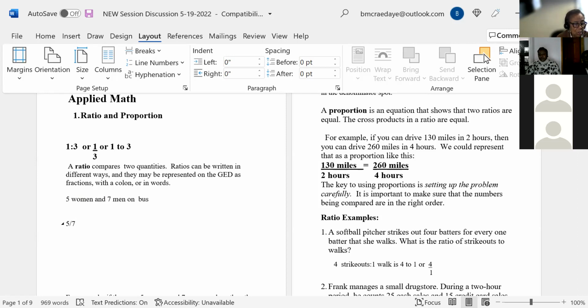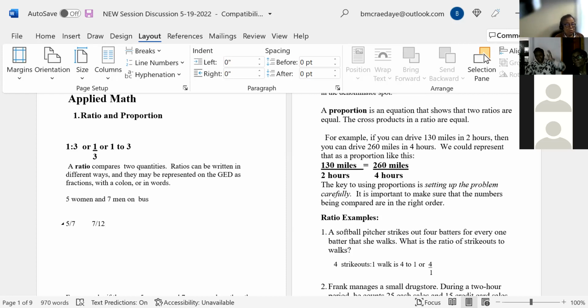Mercedes, what's the ratio of men to total? Men to the total, that's 12. 7 over what? 7/12. So be careful.